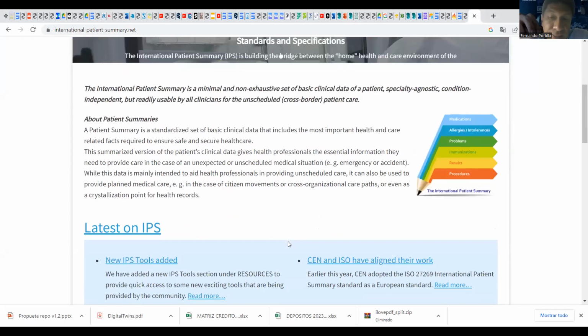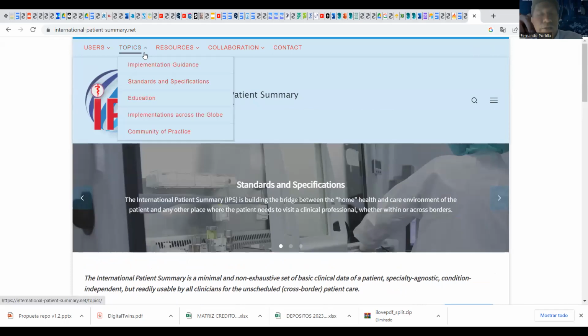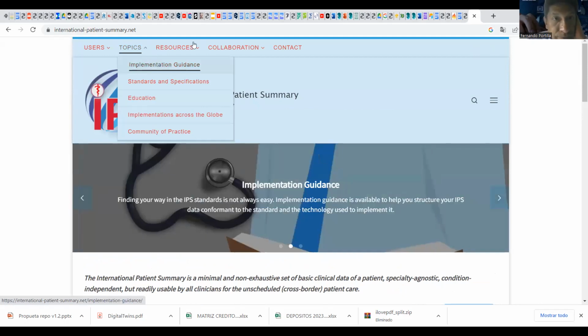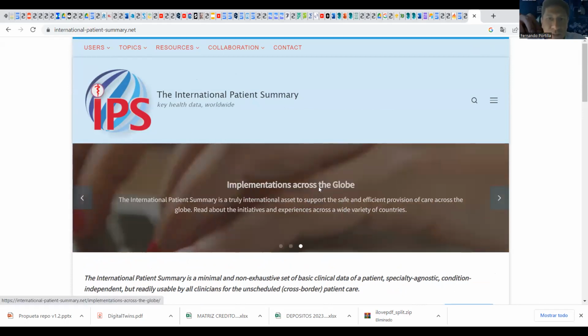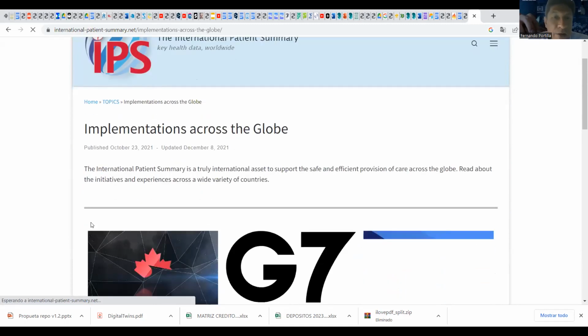So these are the standard organizations, for example, CEN and ISO. CEN and ISO are aligning their work, and HL7 and SNOMED with the coding. WHO also says let's create or let's integrate the vaccination certificate. So this site is actually very good. And here, across the globe, I think this is what I wanted to share with you. Some of the implementations that have taken place around the globe.